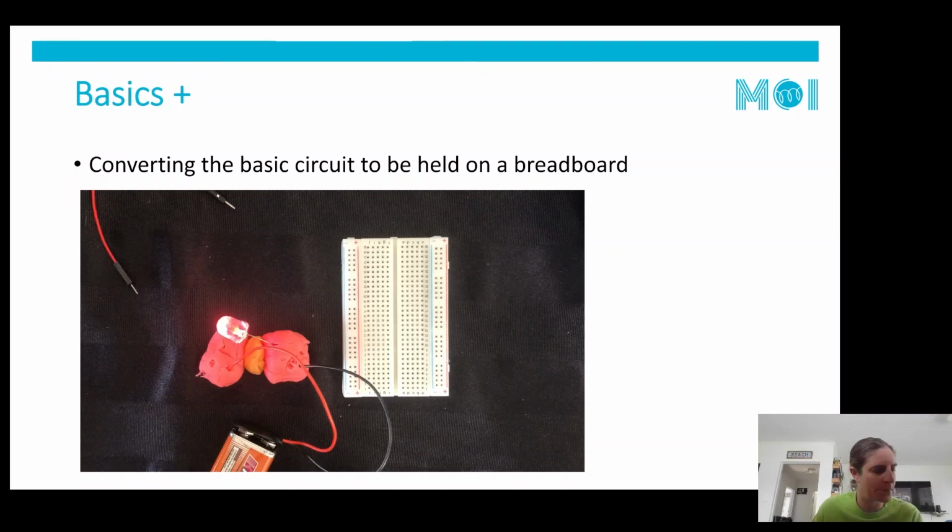So for this one, you need everything we already had, plus 2 jumper cables. Does not matter which color they are. I've used red and black to make it easy to see which ones are working for positive and negative, but any color is fine, and a breadboard.